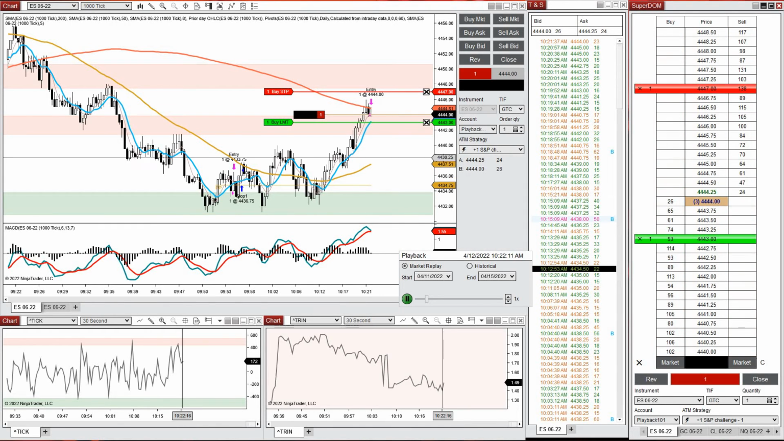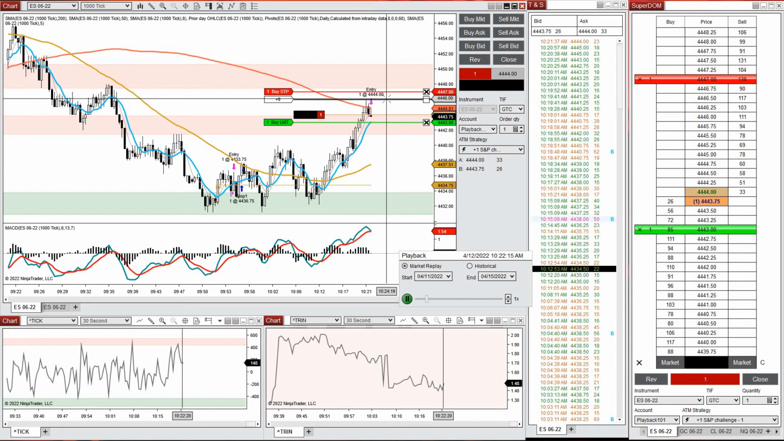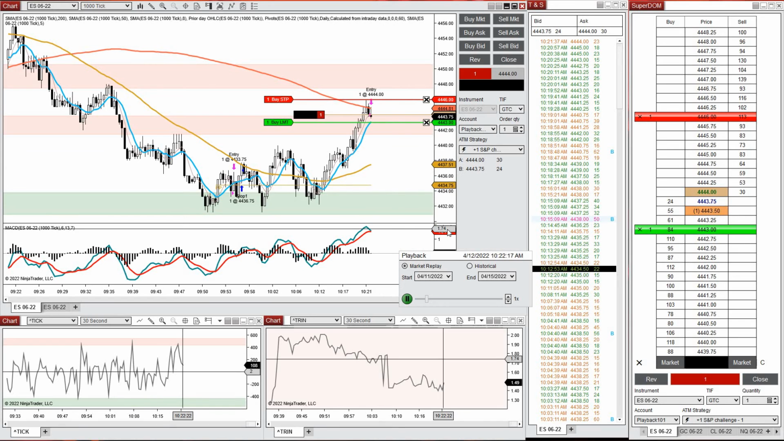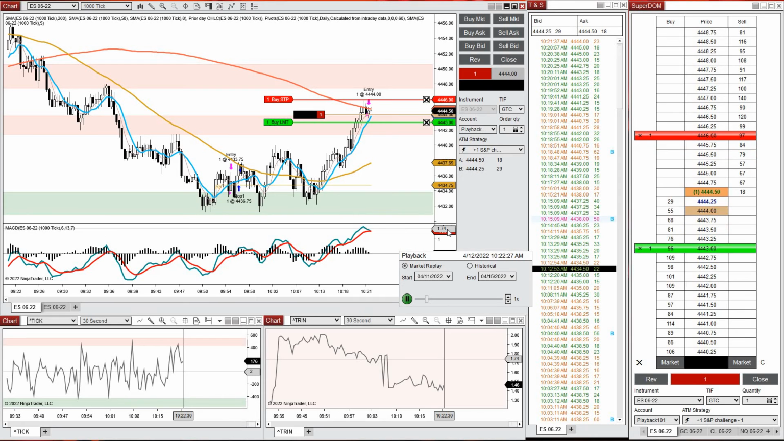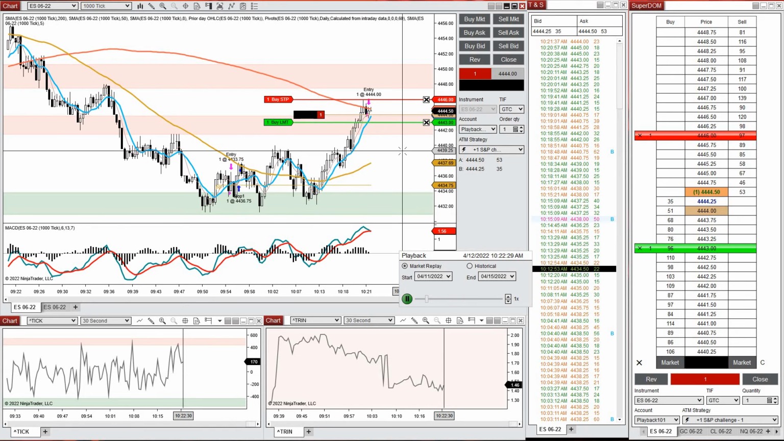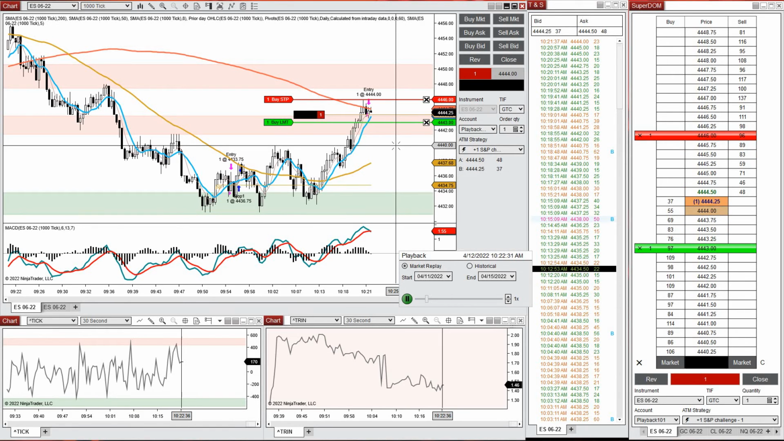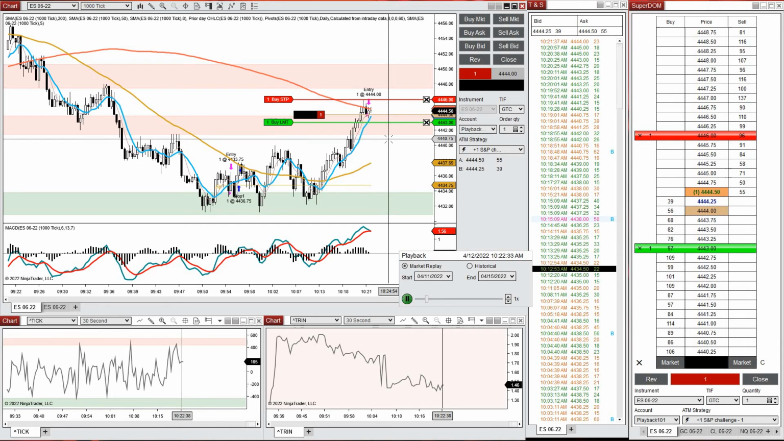Order filled. Move my stop. It's right there. Now I'm short. Now if this trade doesn't end up working out, the main thing I'm gonna look for is double tests and divergences. But right now I'm just gonna sit with this trade. We're gonna see how it works out.